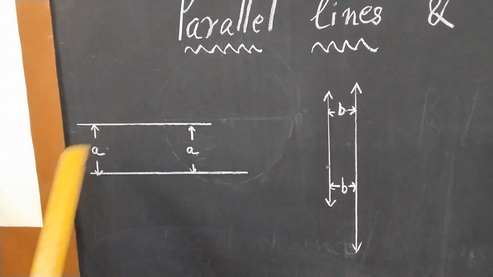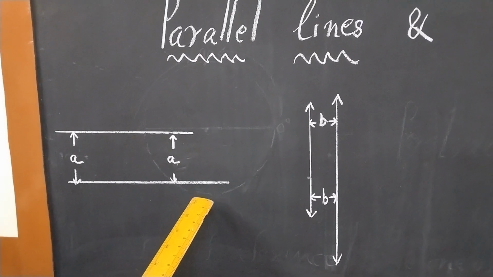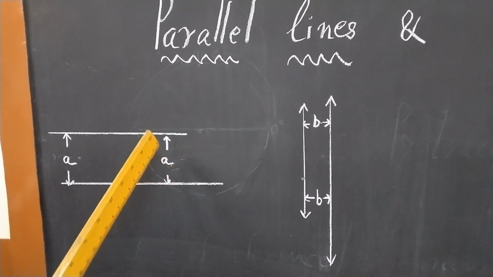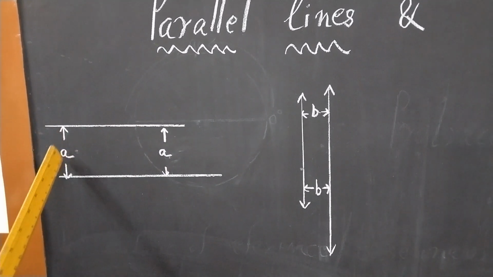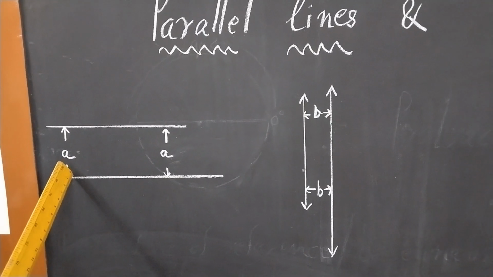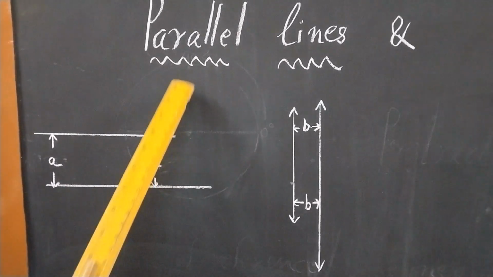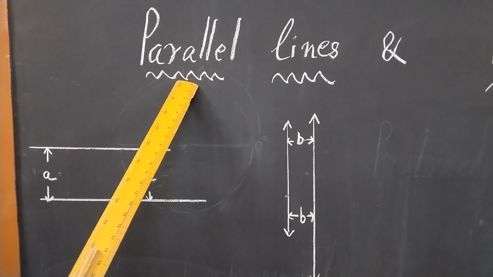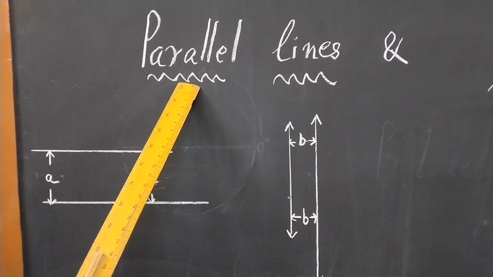This line as well as this line is horizontal. But if you see the distance between them, it is the same everywhere. So such lines are called parallel lines when the distance remains the same between them everywhere.